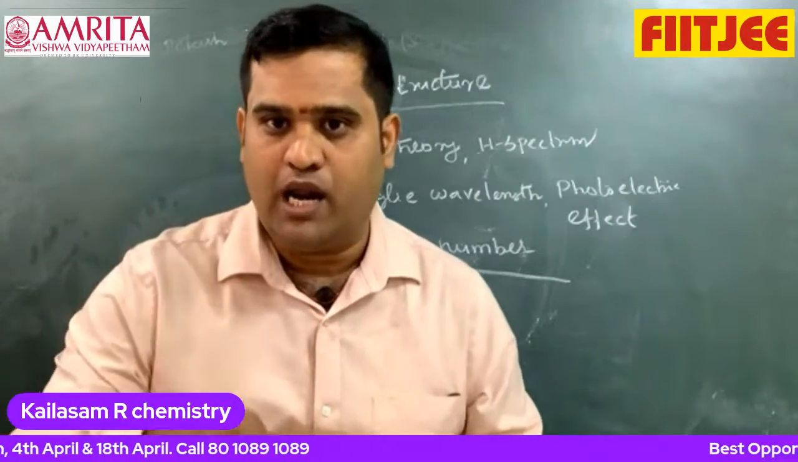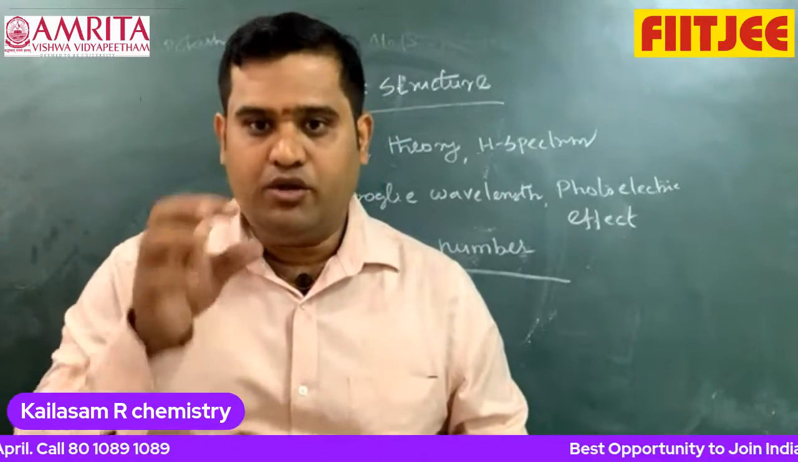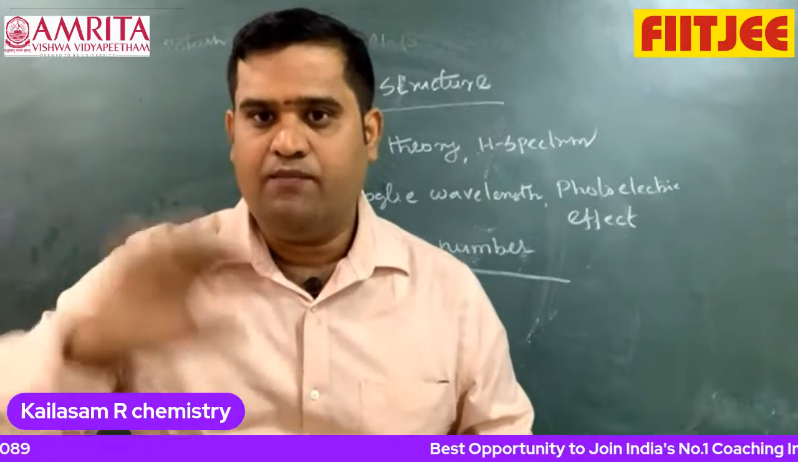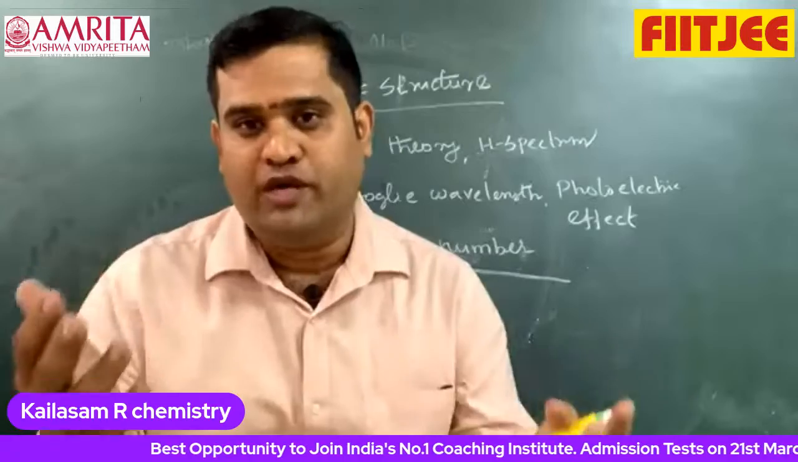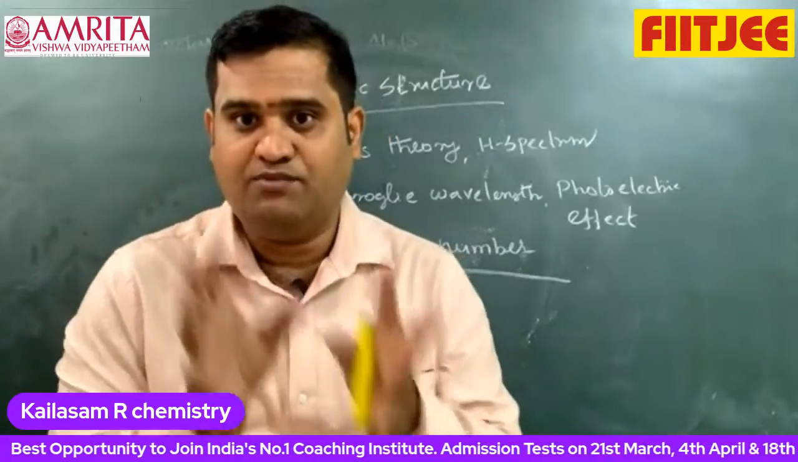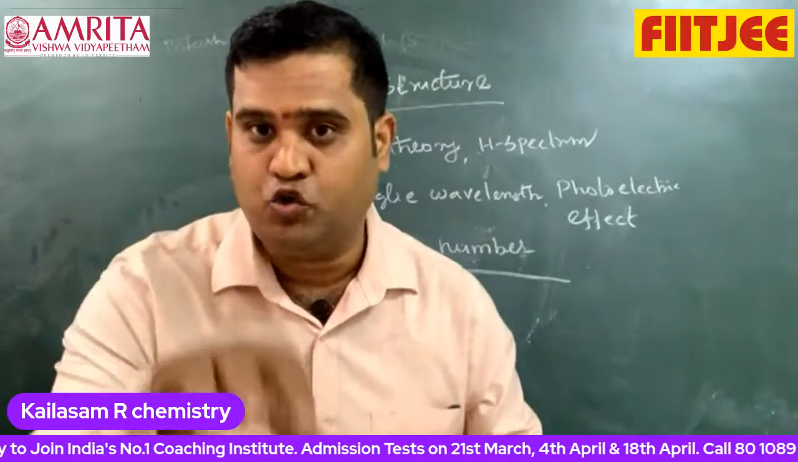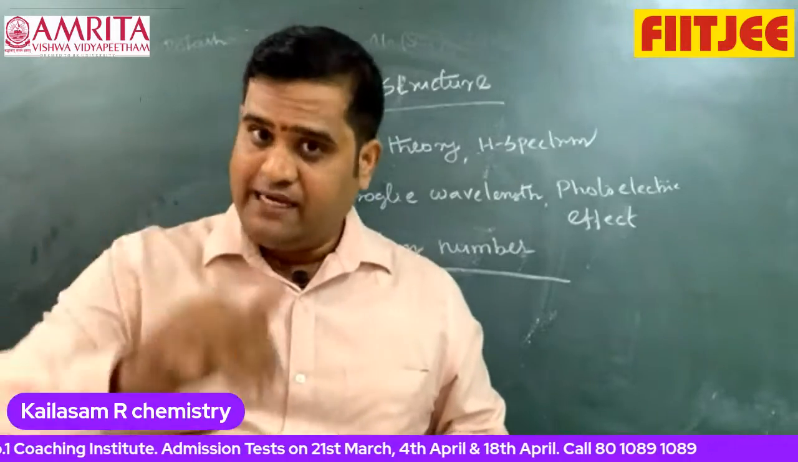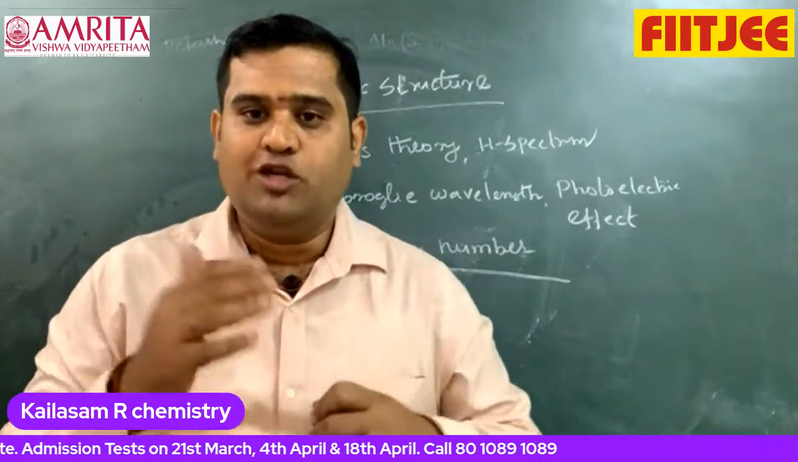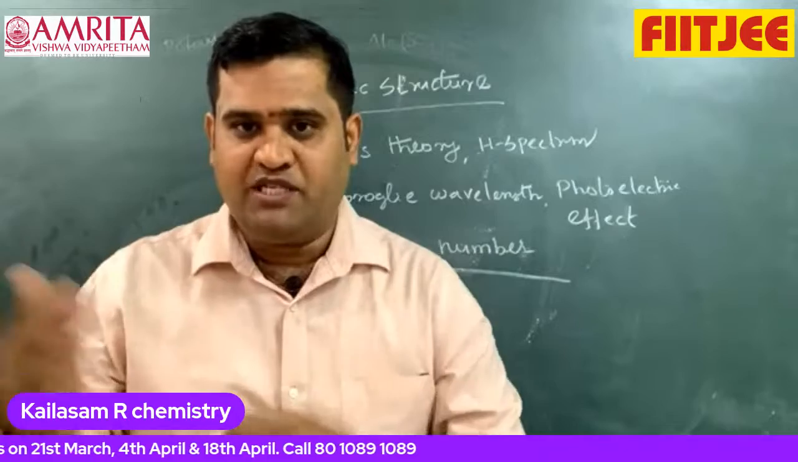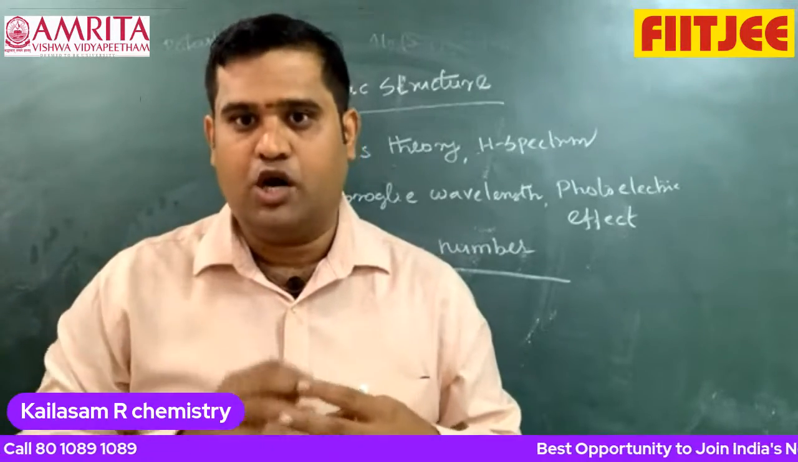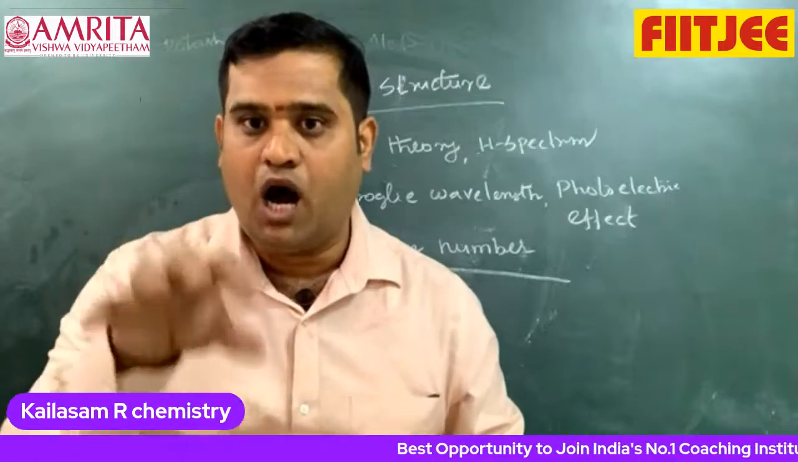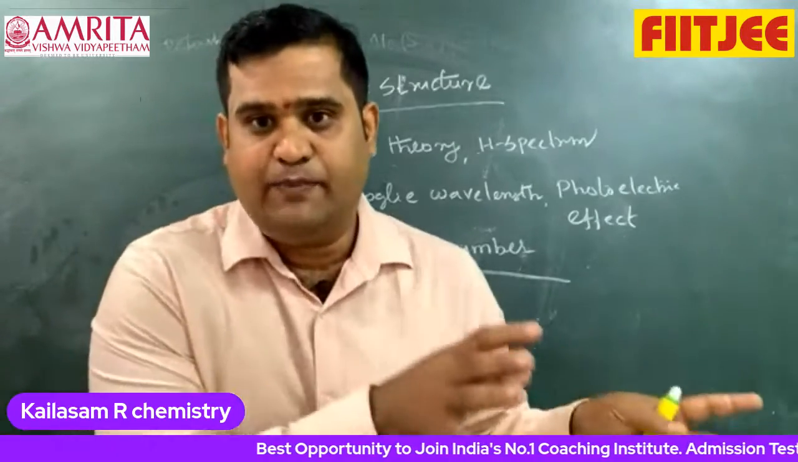The atom is electrically neutral. In that, the positive charges are uniformly distributed and the electrons are randomly distributed. That's what Thomson said. Thomson gave the idea that the atom is electrically neutral. The next scientist is Rutherford. He came into the picture and explained that the electrons revolve around the nucleus in a circular path called an orbit at very high speed.